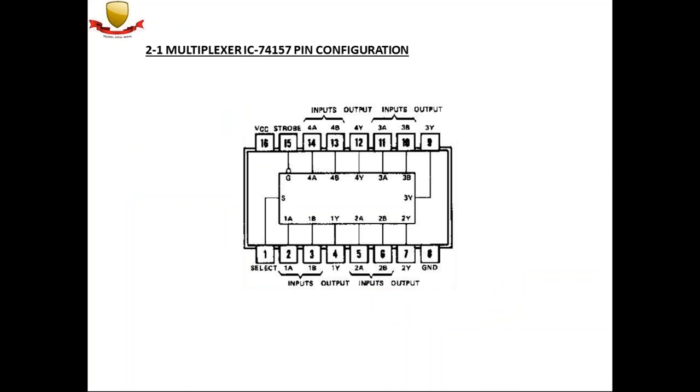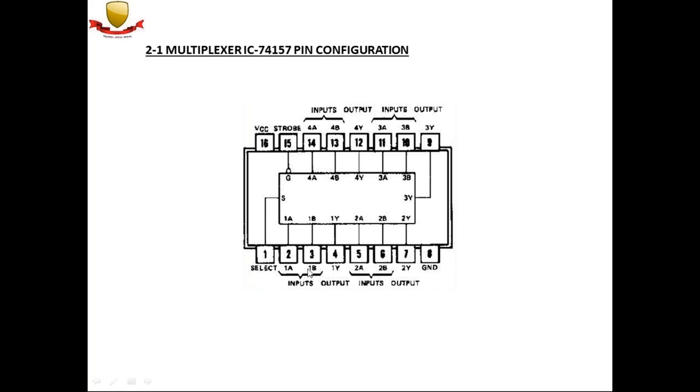Now if you try to understand the multiplexer IC, that is the 74157, you can see that there are four 2 cross 1 multiplexers within this 16 pin IC. We have the select line at pin number 1. VCC, that is 5 volts, is to be applied at pin number 16, and ground is to be given at pin number 8. Strobe is at pin number 15, which should always be low.